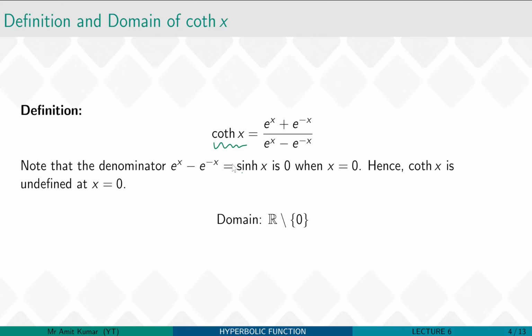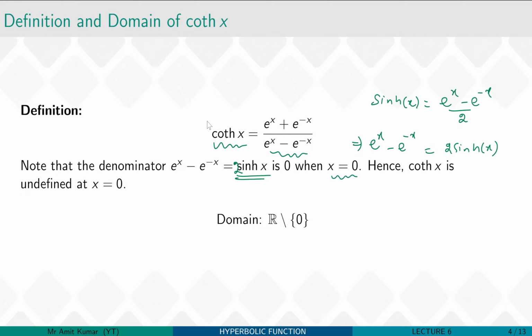It is equal to 2 times sinh x. The denominator, sinh x, is equal to (e to the power x minus e to the power minus x) by 2. So e to the power x minus e to the power minus x is equal to 2 times sinh x. And the denominator is 0 when x is equal to 0. So the expression coth x is undefined when x is equal to 0.